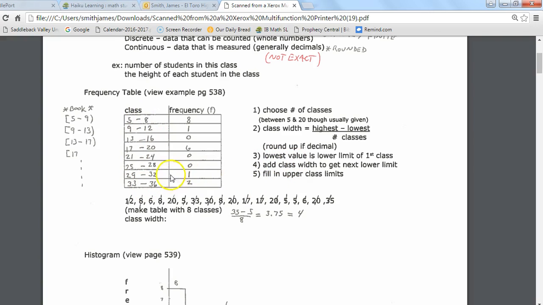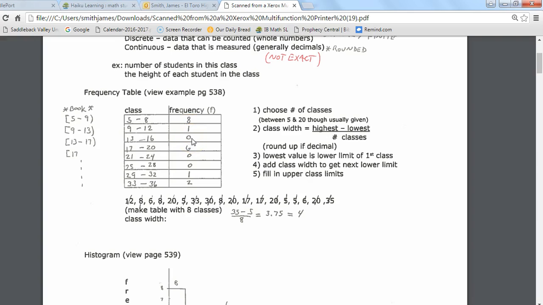From here, we're going to figure out how many pieces of data fit within each class. So if I look for the values that are between 5 and 8, including 5 and including 8, so any value of 5, 6, 7, or 8, and I count how many of those I have, I'm going to put that amount in the frequency for that class. So there were 8 values between 5 and 8. And then if we keep going down the line, how many data values are between 9 and 12? There was only one value that we could find for that class.